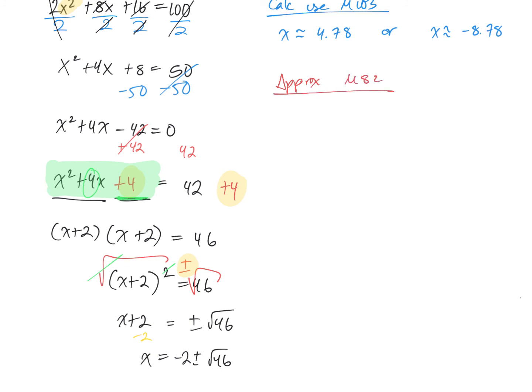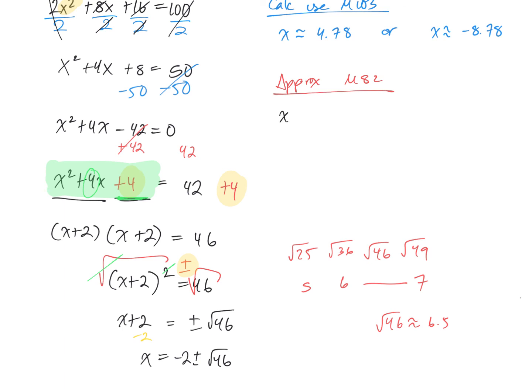Okay, so let's do this on the side. Root 46, what is that in between? What are two perfect square roots you can think of? Well, I know that root 25 is going to be 5, and then root 36 is 6, root 49 is 7, so 46 is in between 6 and 7. So let's go ahead and say it's approximately 6.5. That's a super approximate, but we're just going to use that for approximating.